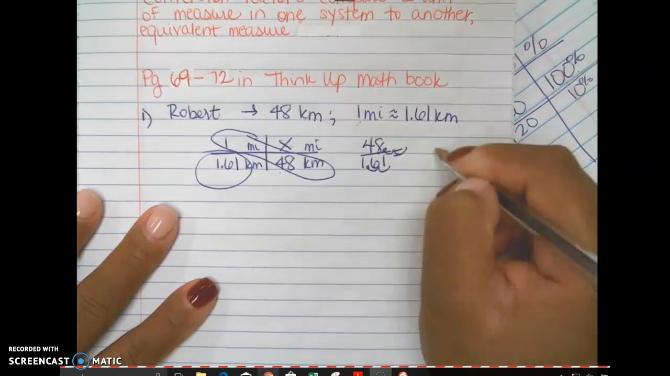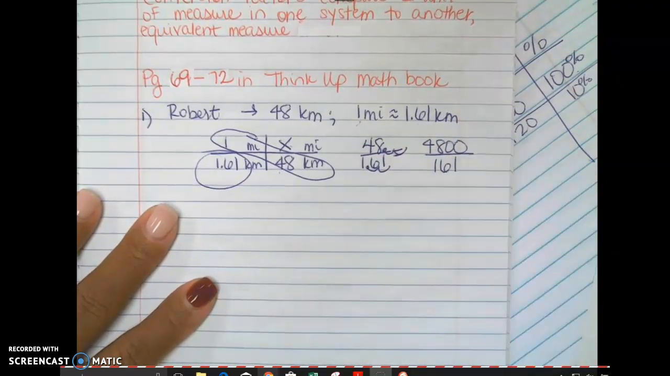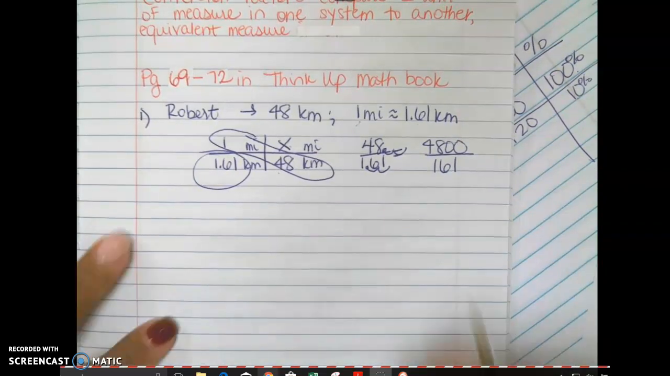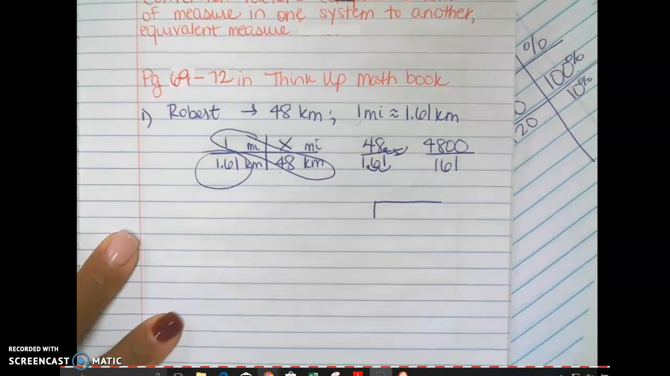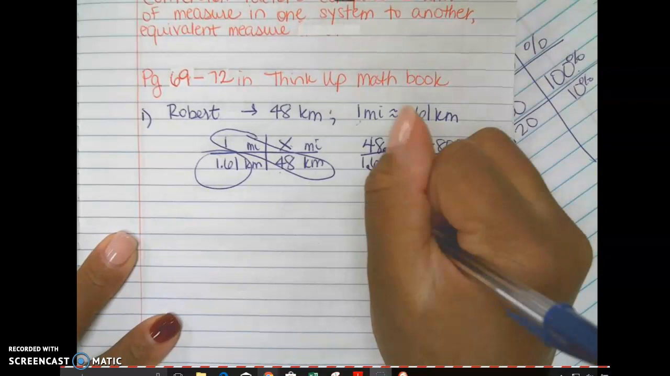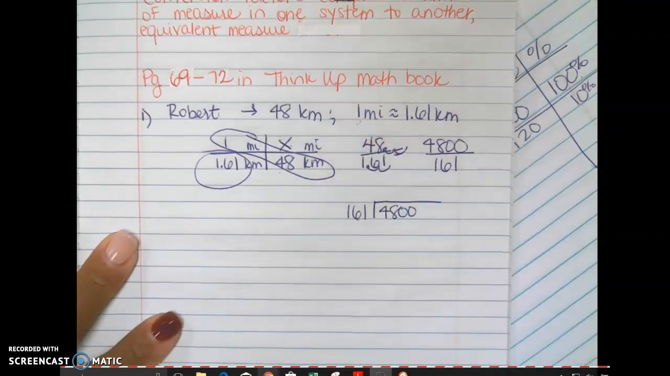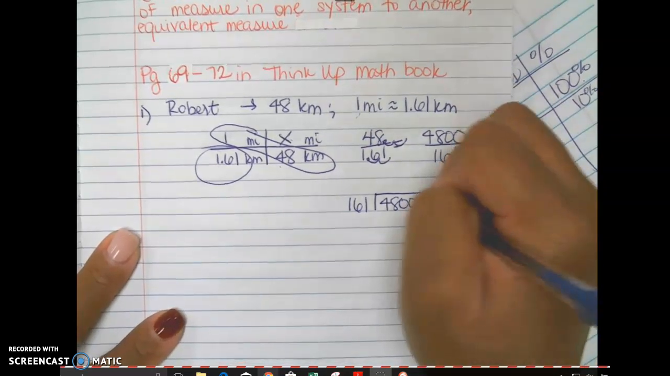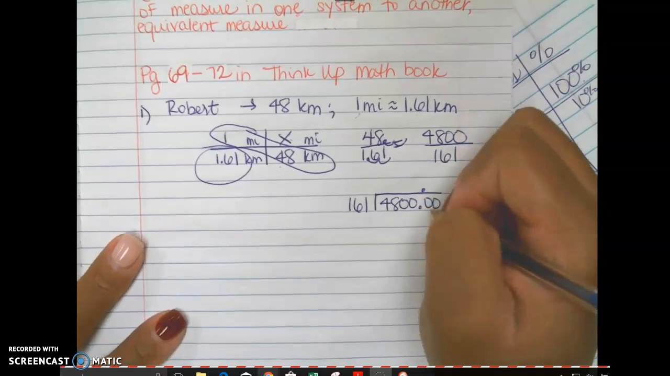I now have a new problem. 4,800 divided by 161, and it's still going to give me the same quotient. I just don't have that decimal anymore. Excuse me. Now, who in, who out? 4,800 in and 161 out. And in order to facilitate my division, what must I do? Write my multiples.